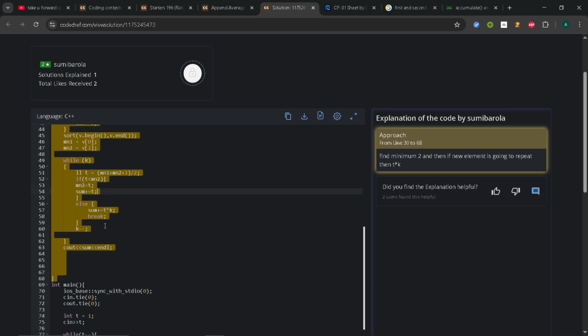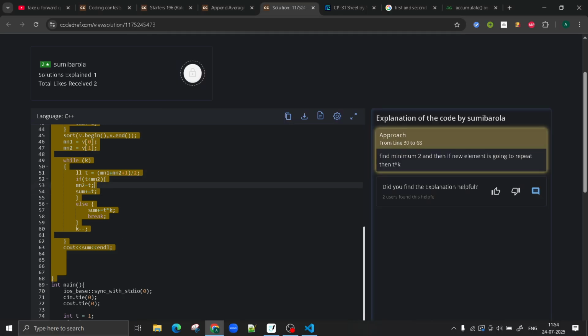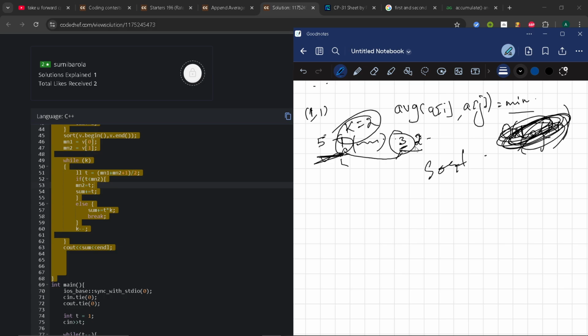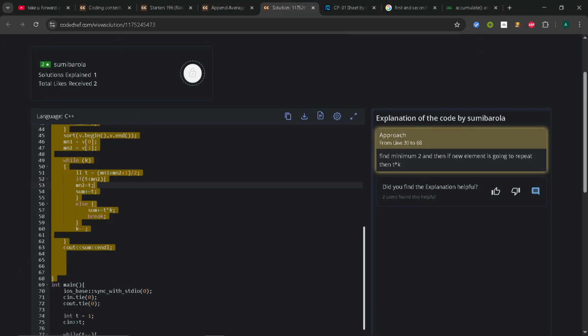Sum plus equal to t. Else, if t is not less than mn2, let's say it was 3, 3, and the answer was also 3. Then it was quite intuitive that they will repeat. There is no other option, because if I go for other values, my average will increase. And this was the only option. That's the thing. K minus minus a middle. Okay.